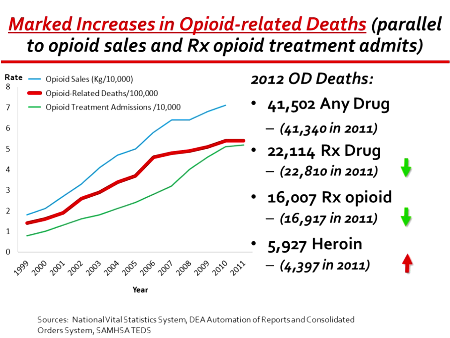However, at the same time, we're starting to see an increase in heroin-related overdose deaths. And in the last year's data, the reduction in prescription opioid deaths was overcome by the increase in heroin overdose deaths.